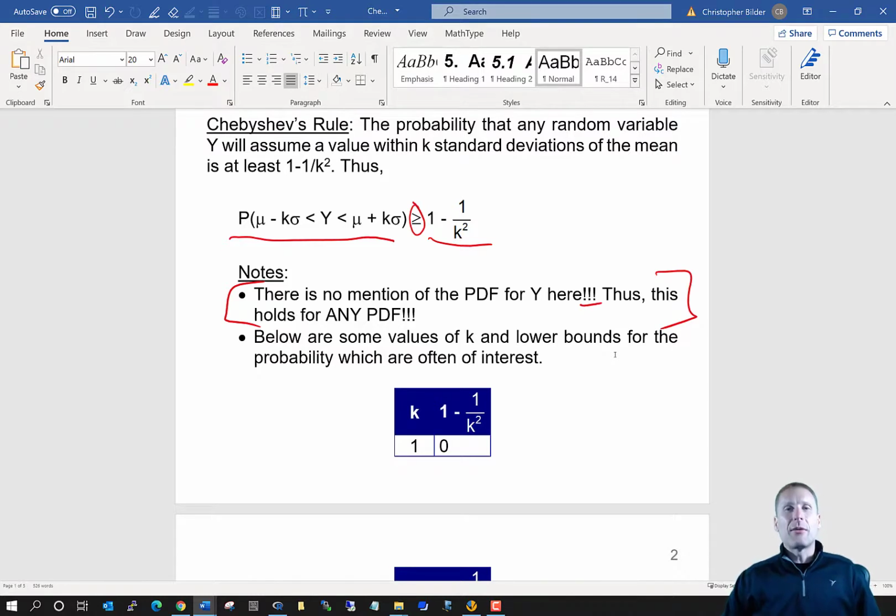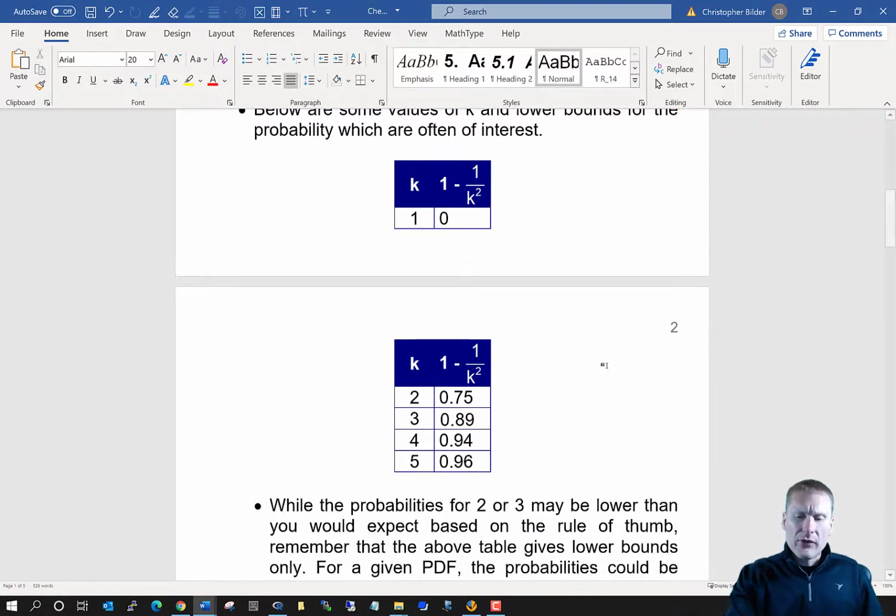As you can see here, I've gotten a little bit excited about it with 3 exclamation marks. It doesn't matter what your population looks like. You will always have this being true. So what does this mean? If I have 2 standard deviations, taking 1 minus 1 over k squared, I get 0.75. In other words, we would expect 75% of all possible y values in our population to be within 2 standard deviations of the mean of all those values. For k equals 3, we would expect 89% of all observations.